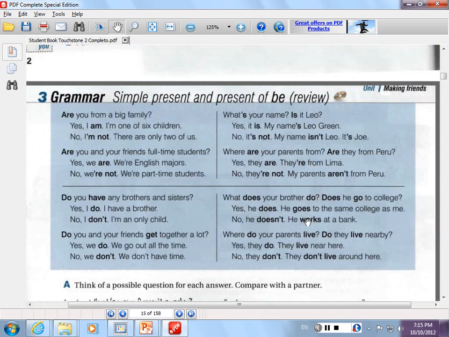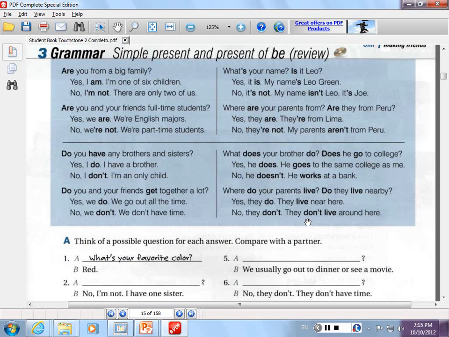Let's go up to the top of this page. The grammar that we talked about in this lecture and the lecture before. Simple present and present of be. We have 4 sections here in this box. The first section we have, as you can see, yes no questions using verb to be. Then we have here questions, yes no questions again using do. Here do or does, both the same rules.